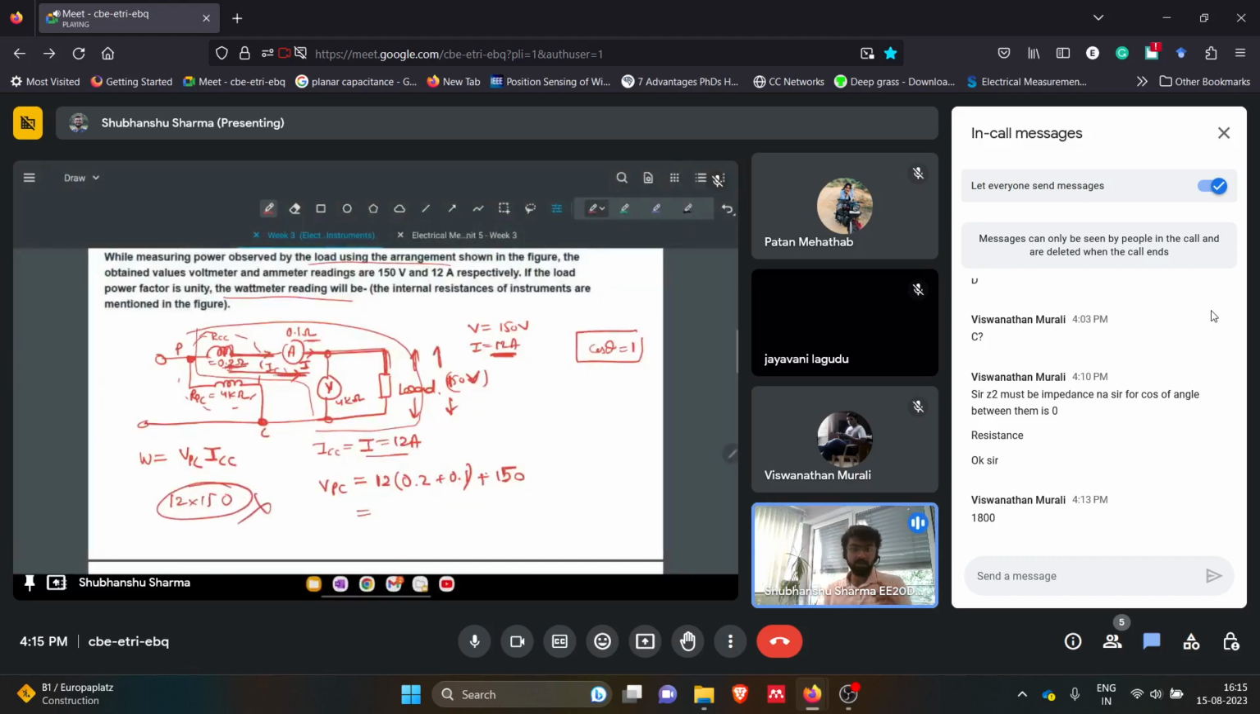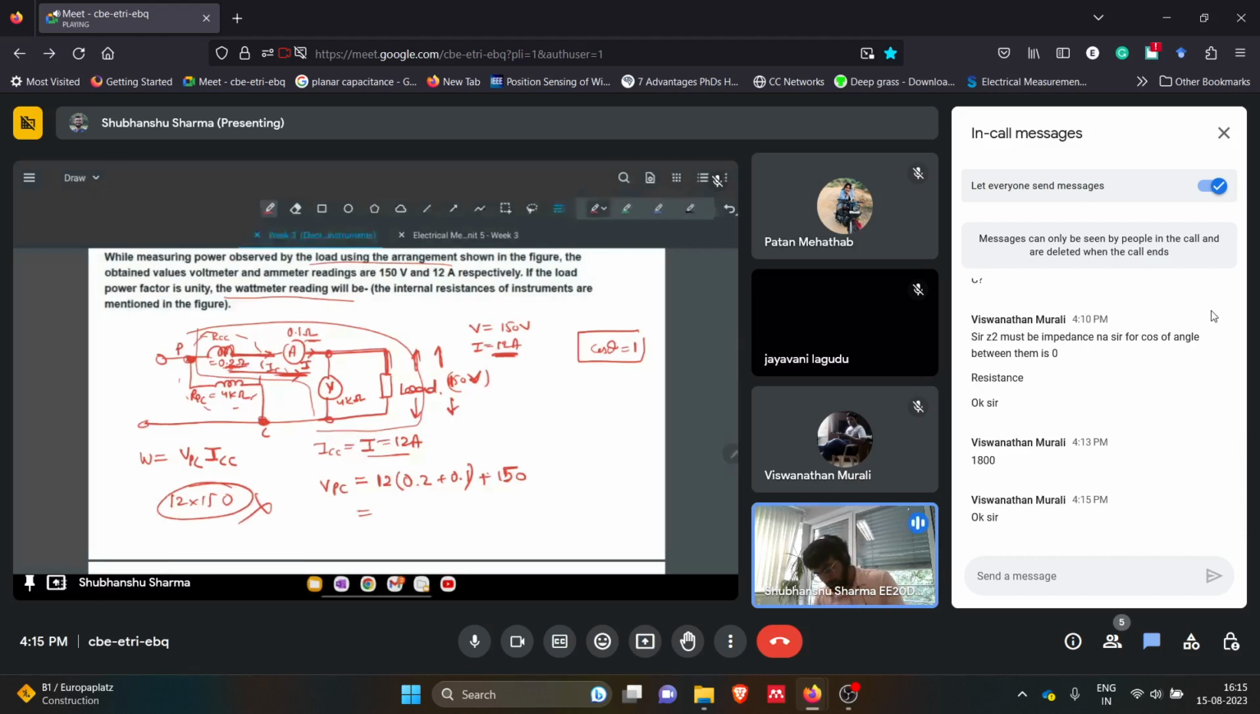Again and again I'm saying, focus on the voltage across this potential coil. So in this case, the potential coil is measuring the voltage across this RCC, this ammeter, and this voltmeter also. So that's why it will be like this. Okay, so this will be 153.6. So the total power will be 153.6 into ICC, which is 12.